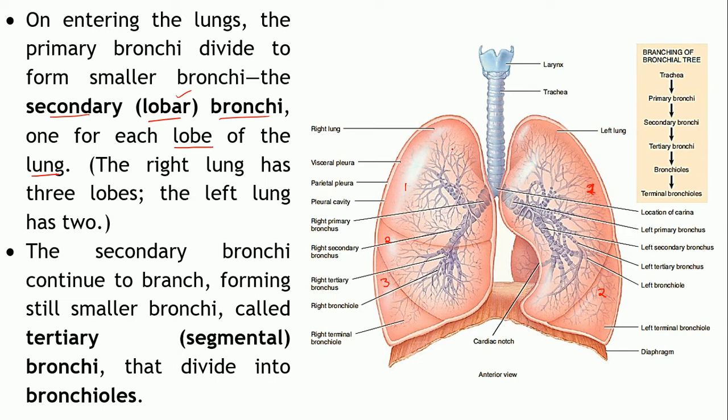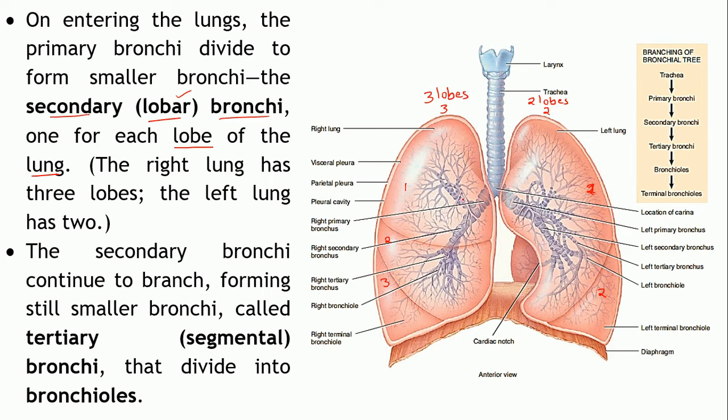Since the right lung has 3 lobes, how many secondary bronchi will it divide into? Yes, it will divide into 3 secondary bronchi or 3 lobar bronchi. And the left lung has only 2 lobes, so it will divide into 2 secondary bronchi or 2 lobar bronchi.